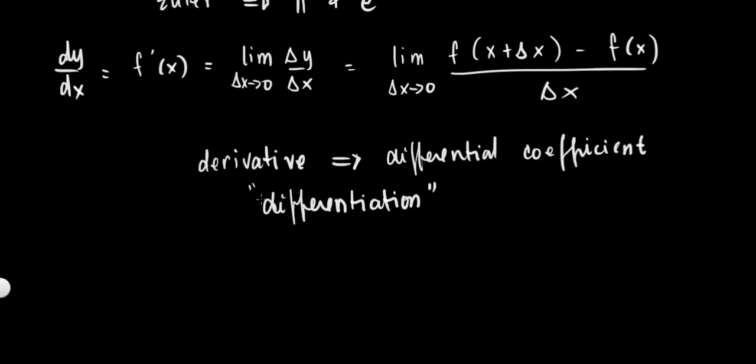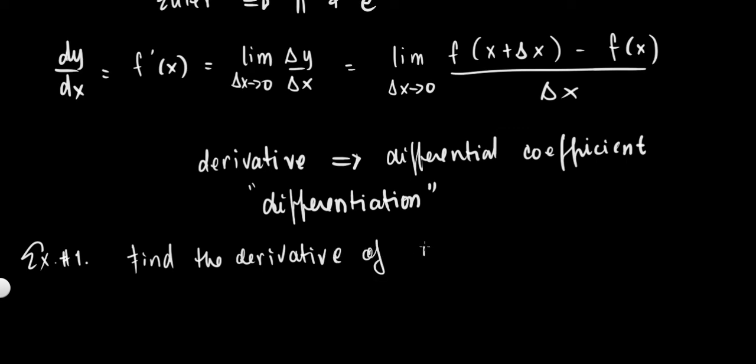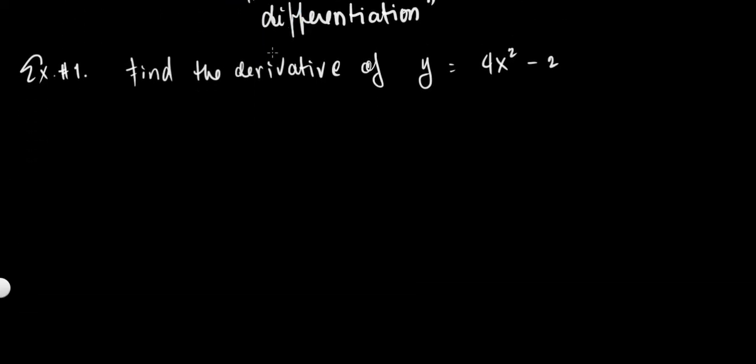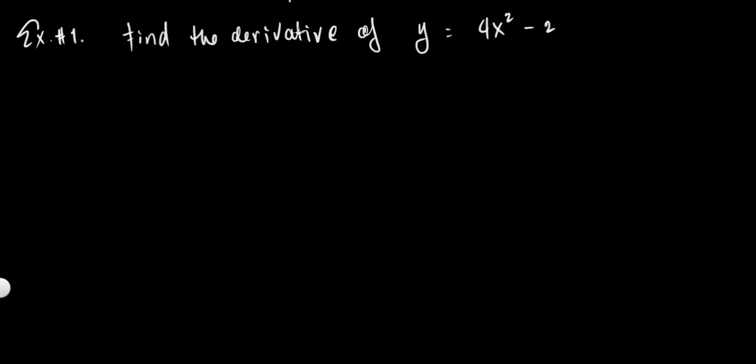There. Now, we are ready to solve problems. Okay. Example number 1. Let's say find the derivative of y equals 4x squared minus 2. Very easy. For the solution, of course, we'll be using the first principle. So solution. So copy, we have y equals 4x squared minus 2.